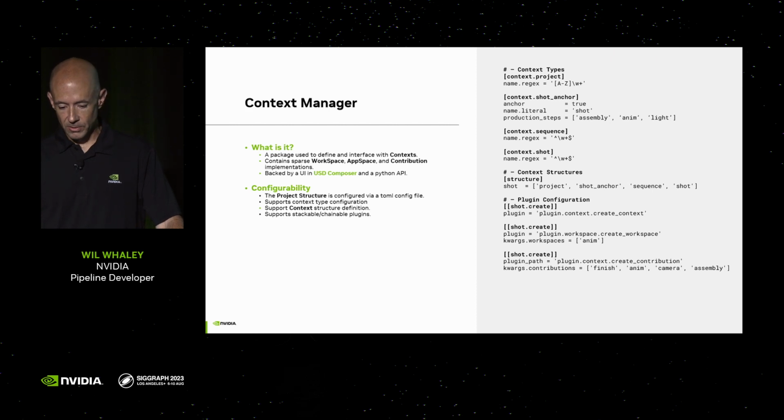So the first package I'll go over is a context manager, which is used to define an interface with our context. It contains a sparse workspace, app space, and contribution implementation. It's backed by UI in USD Composer and a Python API. It's configured using TOML, as you can see on the right. So inside of it, context type, metadata, and policy can be defined. So our context structure is defined. This is how we define our shot structure. Plugins can be configured.